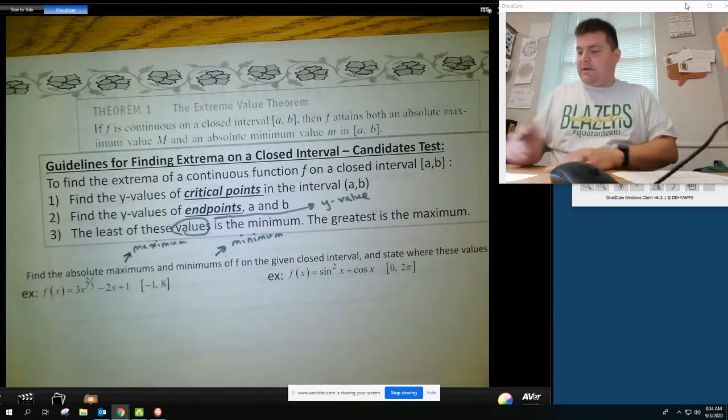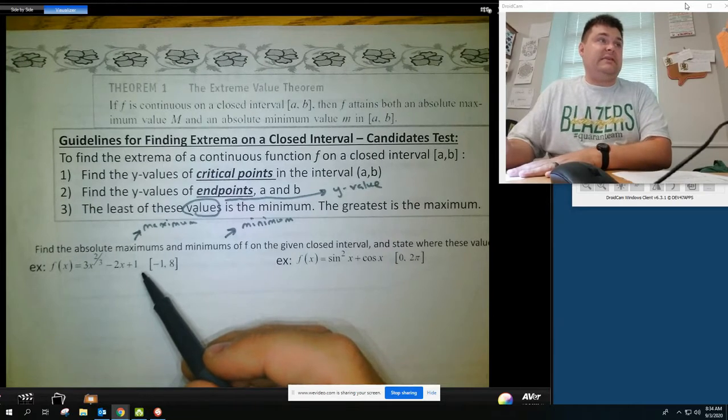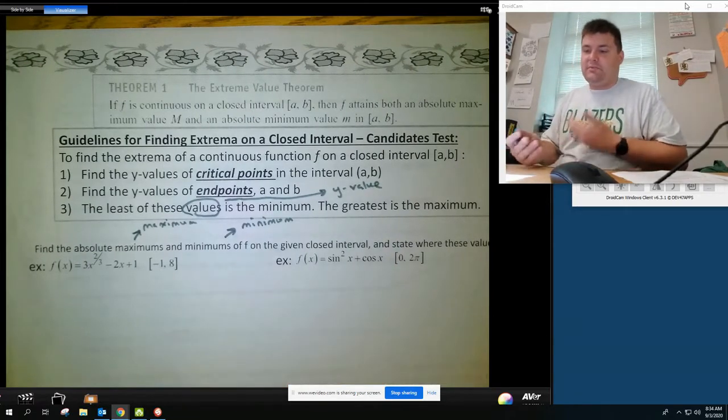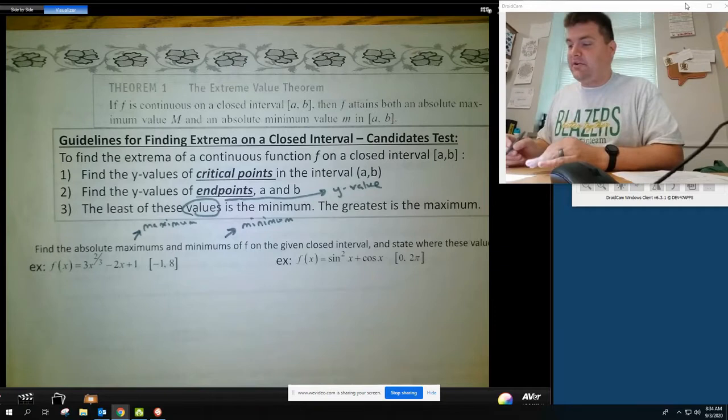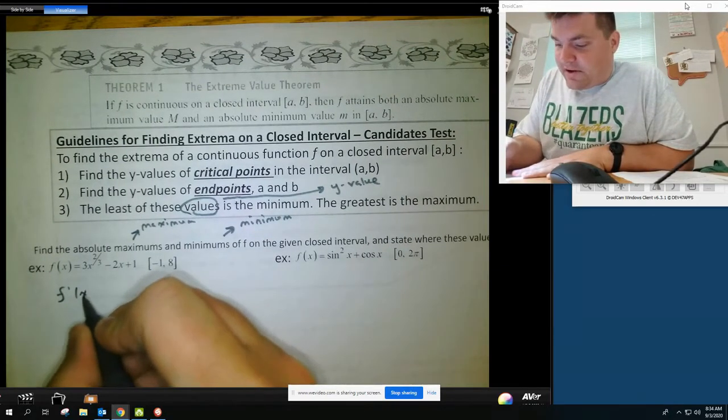Okay, so this doesn't specifically state what is the maximum value. It's just asking to find them. So these are just points. So we're going to be listing out points. So first thing is find the critical points. So to find the critical points, I'm going to set f prime equal to 0.